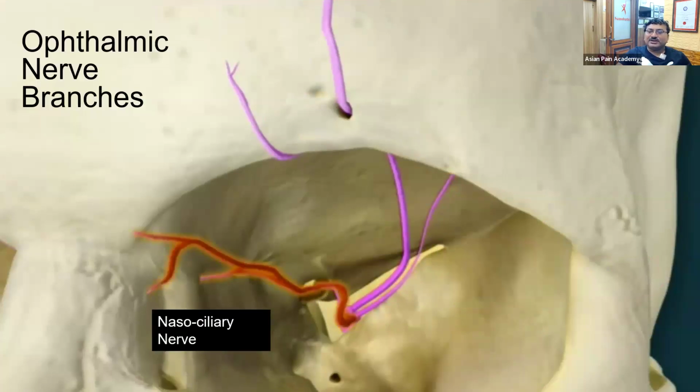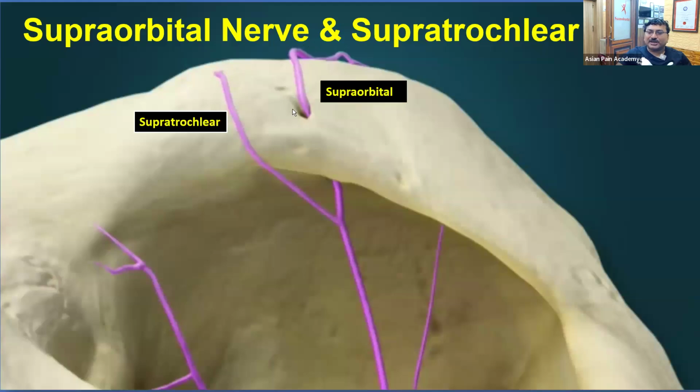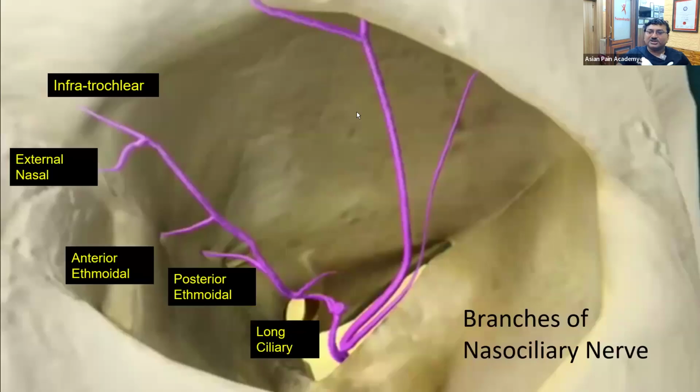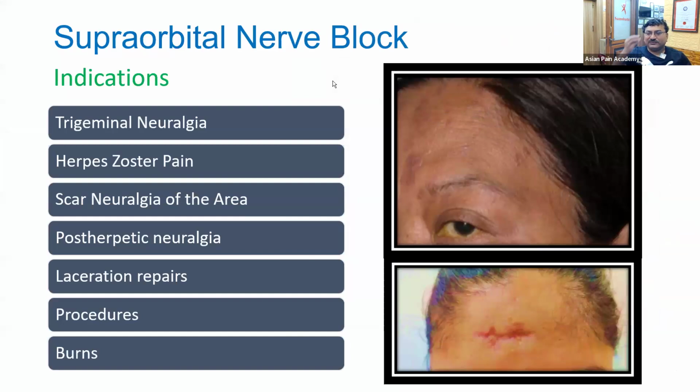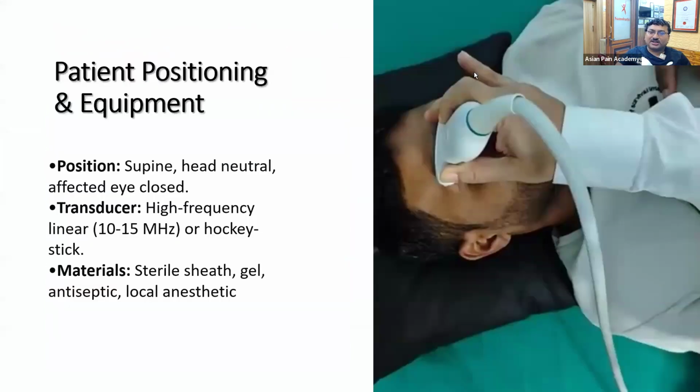So in this picture you can see this is the frontal division, which becomes the supraorbital and the supratrochlear nerve. Now, to block this nerve, this is the sensory area of the nerve, so any pain originating from this area can be blocked. What are the indications? I have already mentioned a few, like trigeminal neuralgia involving mainly the ophthalmic division, then herpes zoster ophthalmicus, scar neuralgia of this area, post-herpetic neuralgia, laceration repair, different procedures, and burns in this area. So for these conditions we can block the supraorbital nerve.